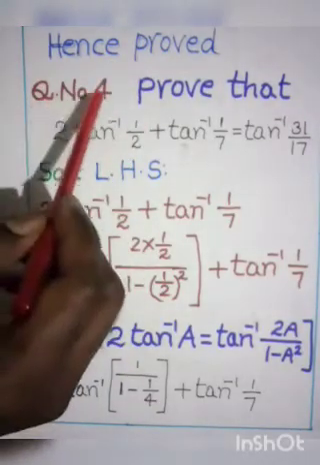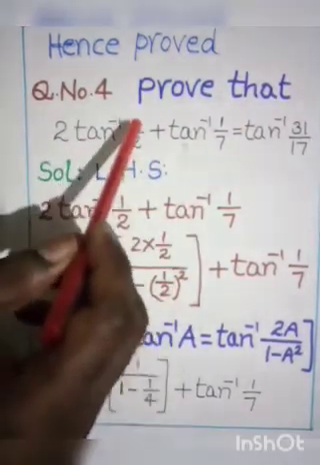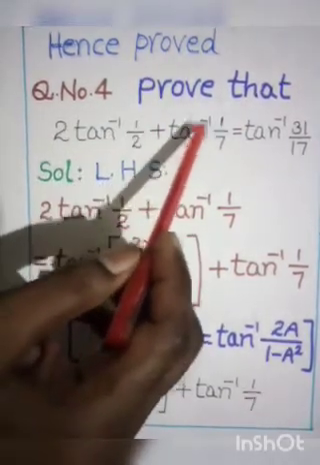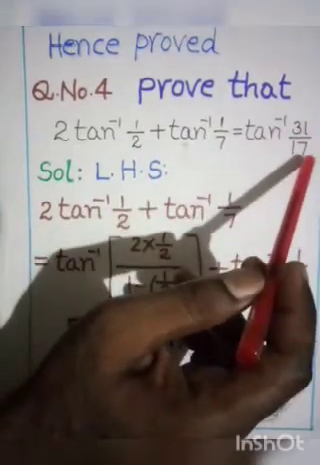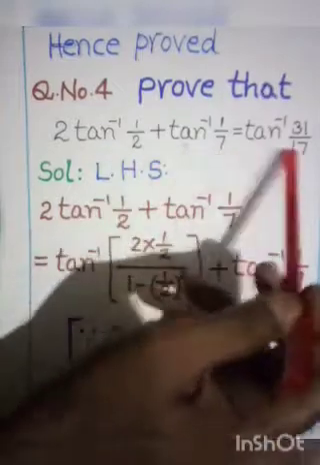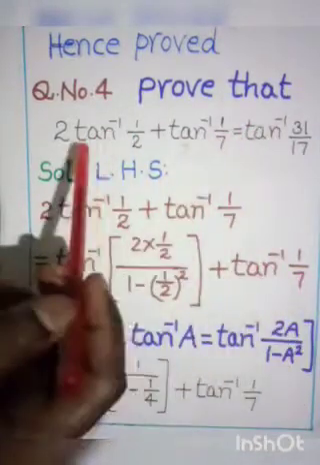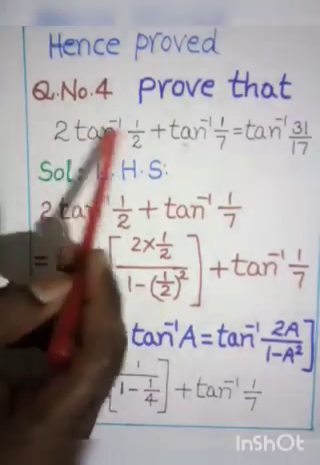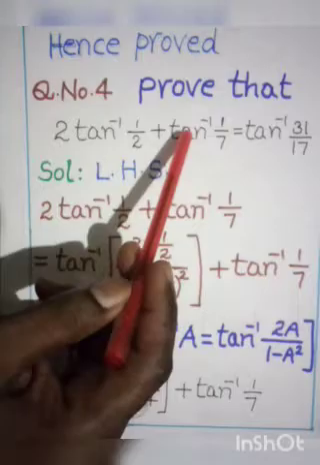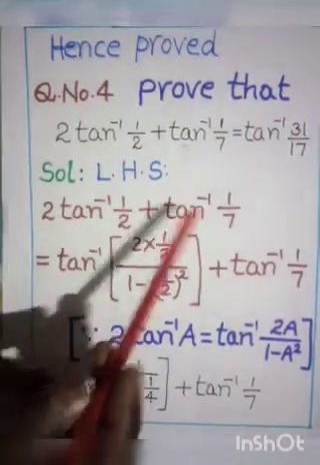Now come to question number 4. Prove that 2 tan inverse of 1 by 2 plus tan inverse of 1 by 7 is equal to tan inverse of 31 by 17. We have to prove this statement. To prove this statement, we take LHS. What is LHS here? 2 tan inverse 1 by 2 plus tan inverse 1 by 7.